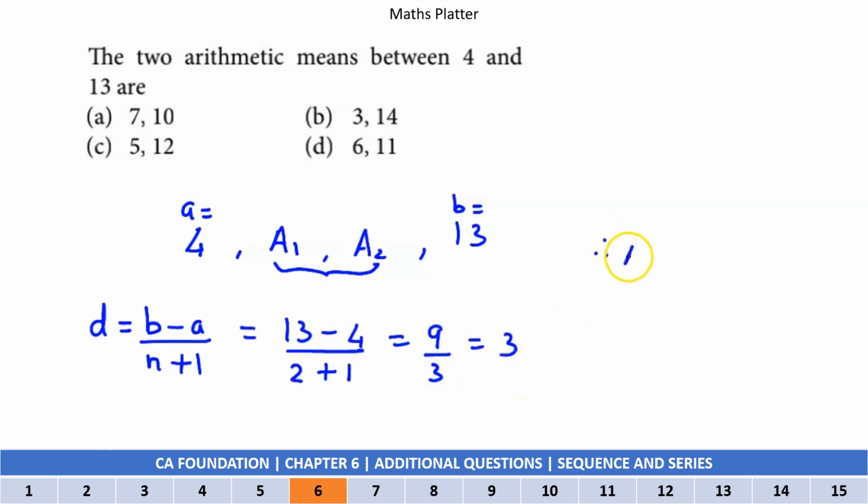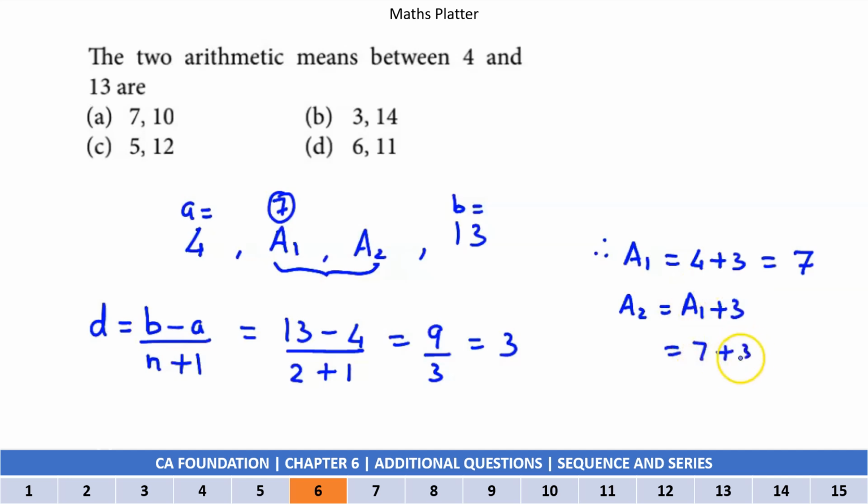So therefore we can obtain A1: the first term is 4, so we add the common difference 3 to it, and this comes to 7. Then A2: we got 7, now we add 3 and we get A2. So A2 is A1 plus 3, that is 7 plus 3, which is equal to 10. So this is the second mean we got, 10. So the required answer is option A.